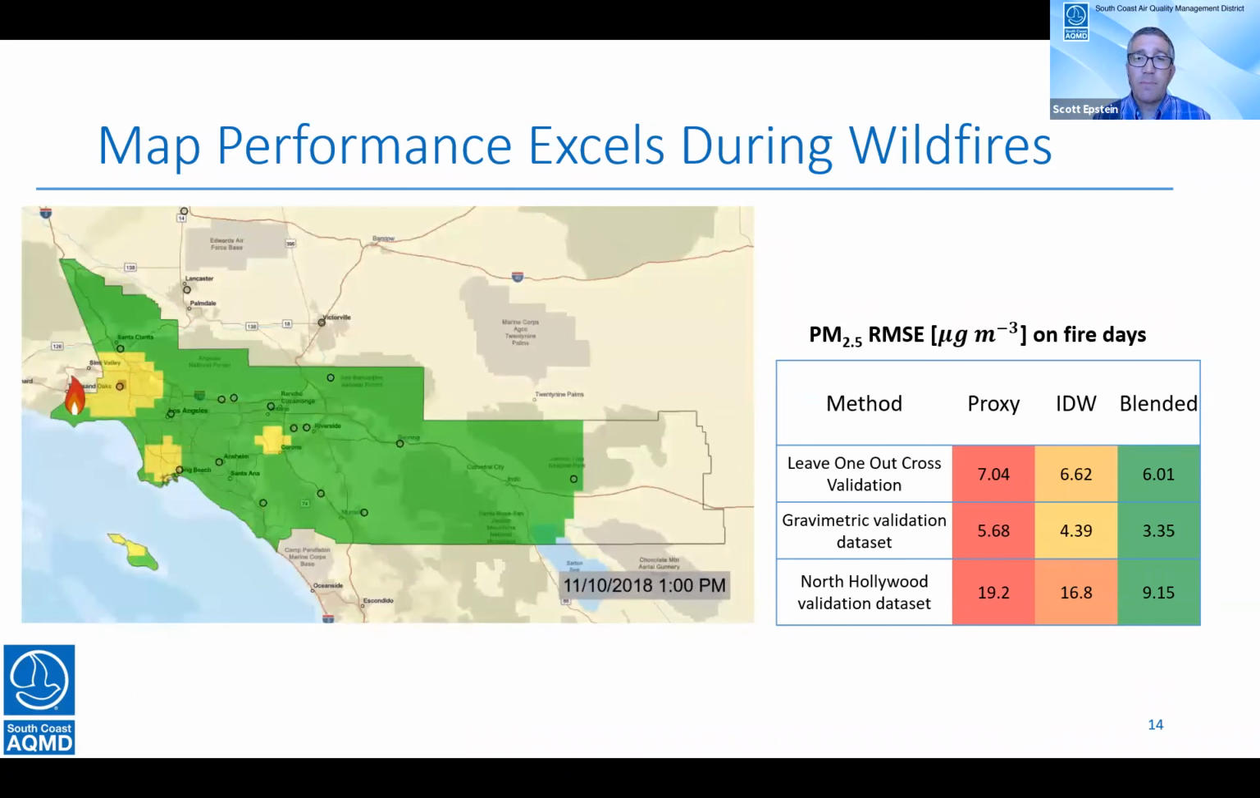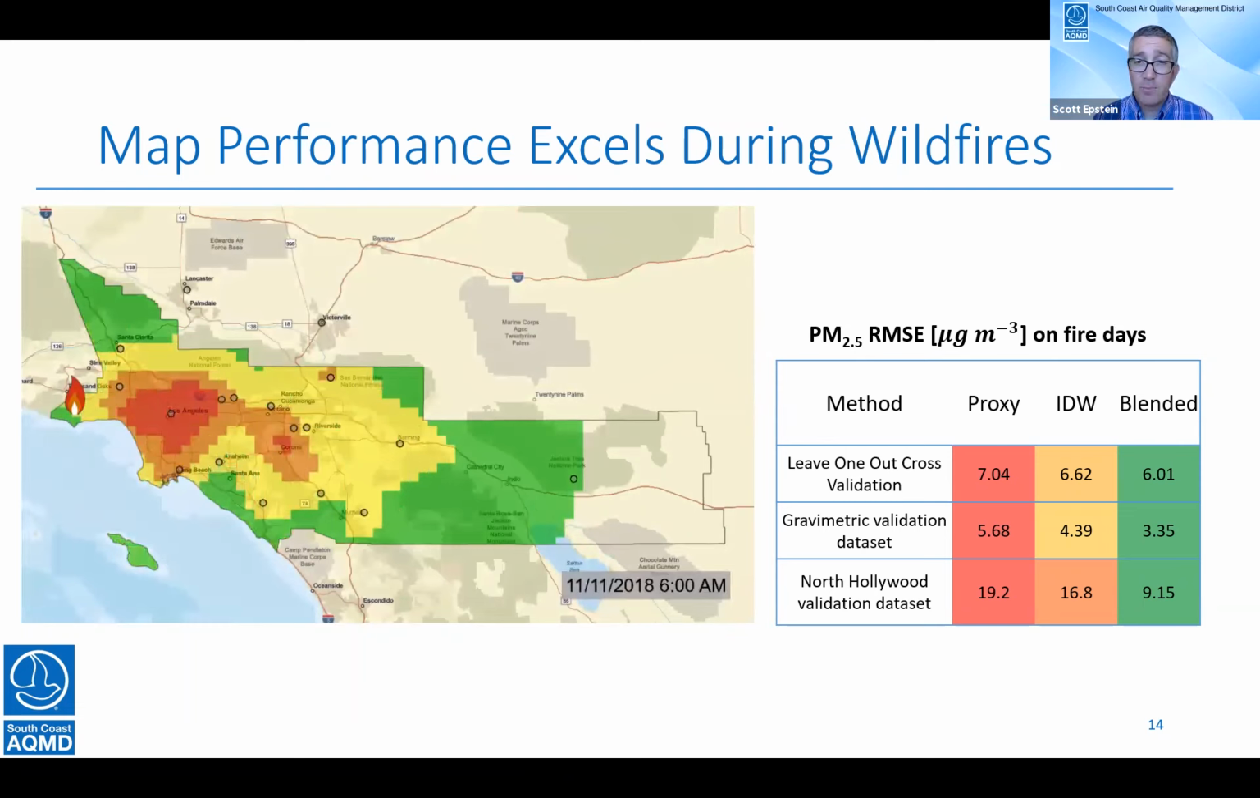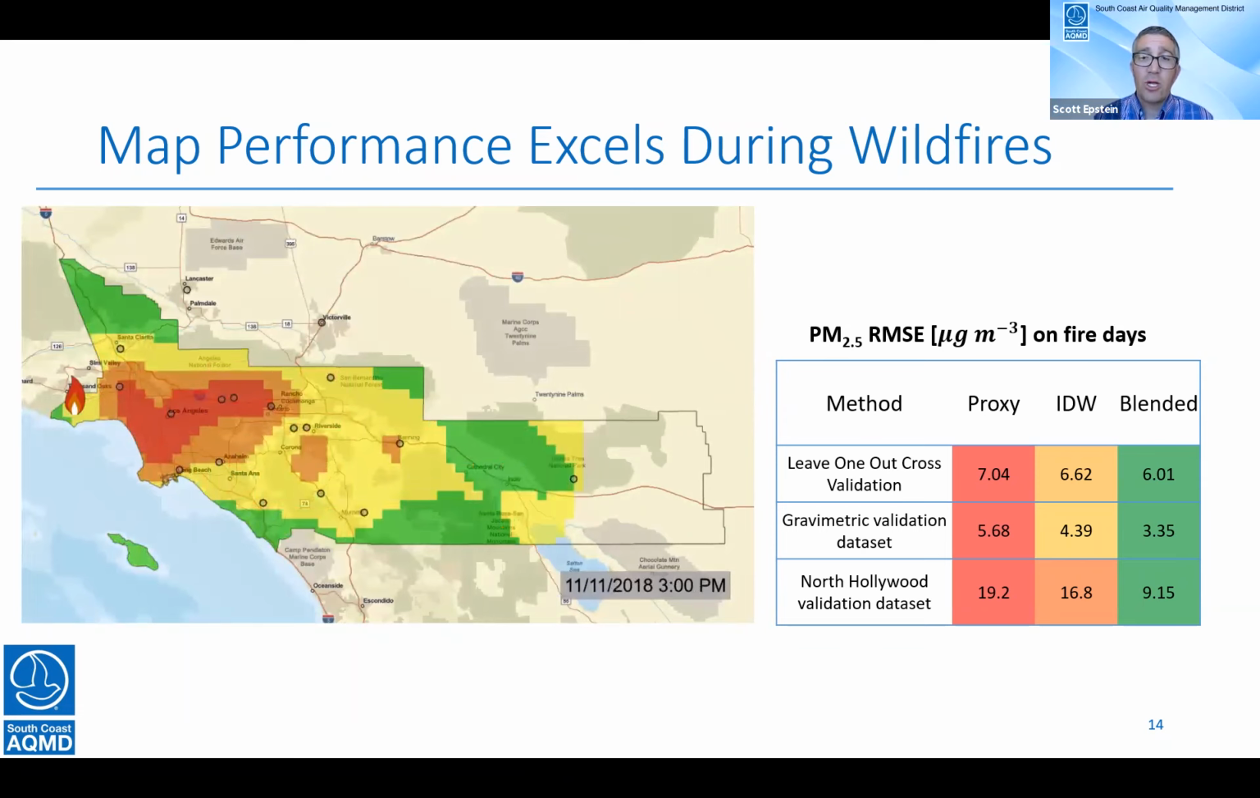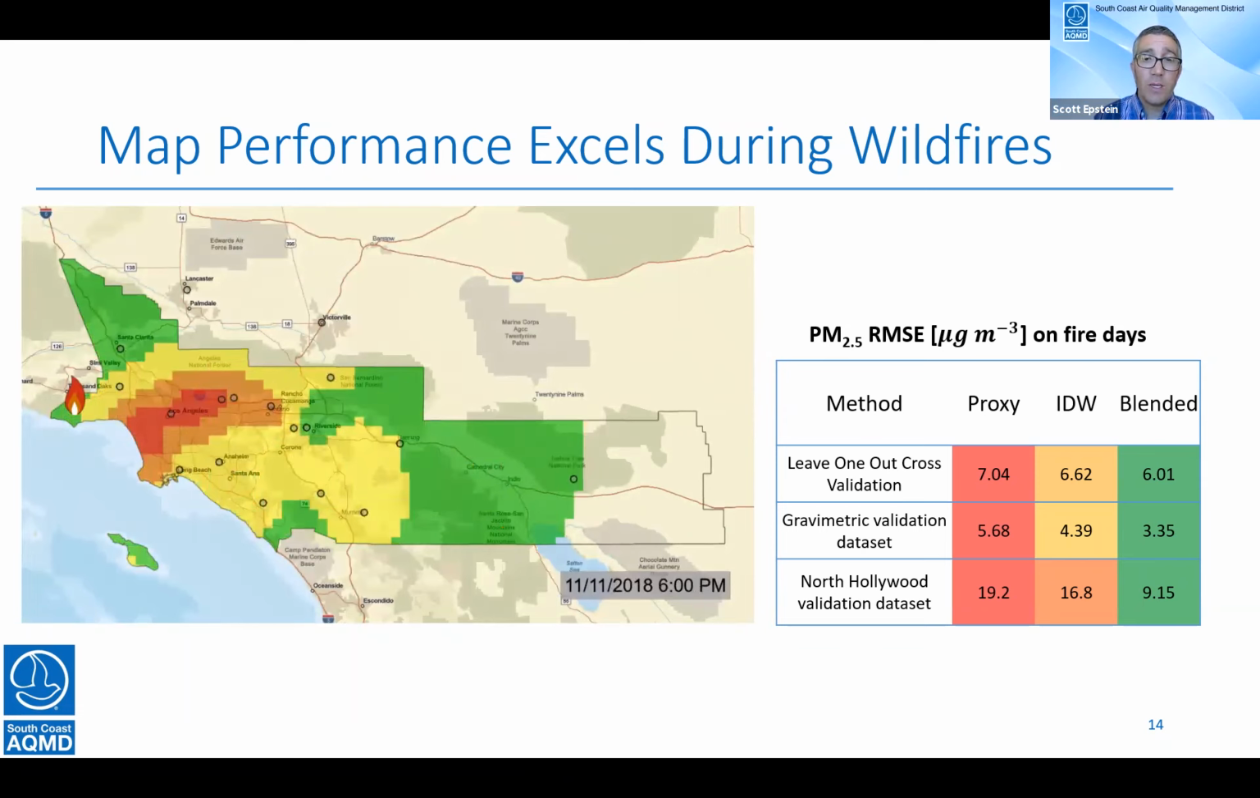You can see that this is what the map would look like during the Woolsey fire back in 2018. For this example, the circles represent the locations of the continuous PM2.5 monitors, not all the monitors. And the map does a good job of capturing the shape of the plume, even between our regulatory monitors.